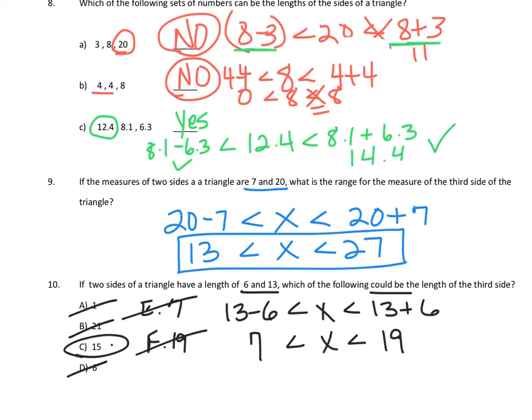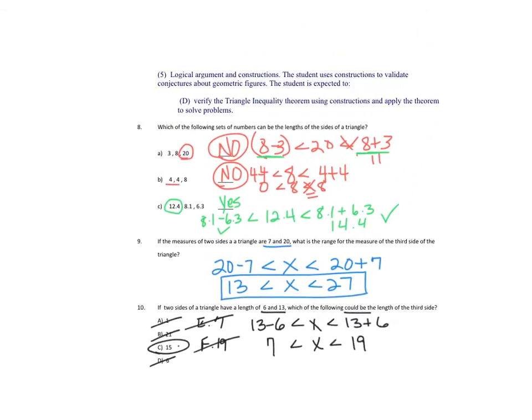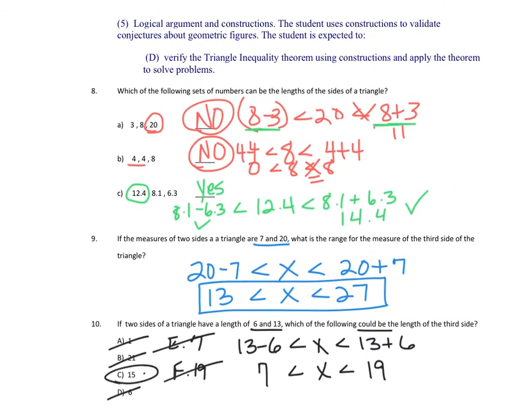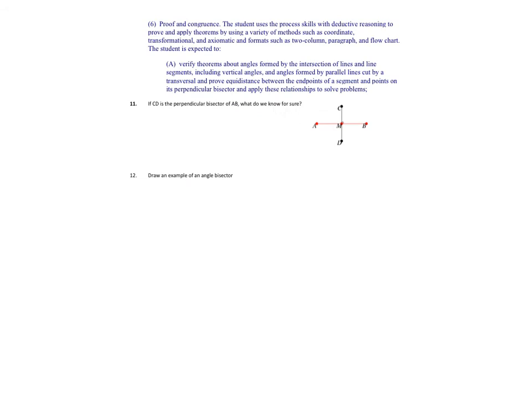And on the test, it might say which could not be. Then you would cross off all the ones that could be and go with the one that can't, okay? So just be careful on tests when they might say which is not. Any questions on those? Okay, again, I'm going to keep going because I'm only on page 3 of 6 pages.